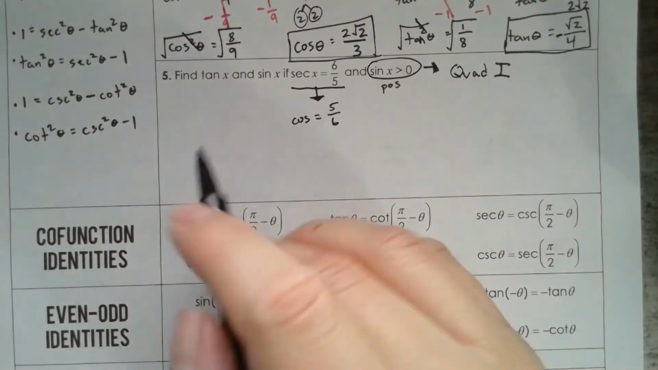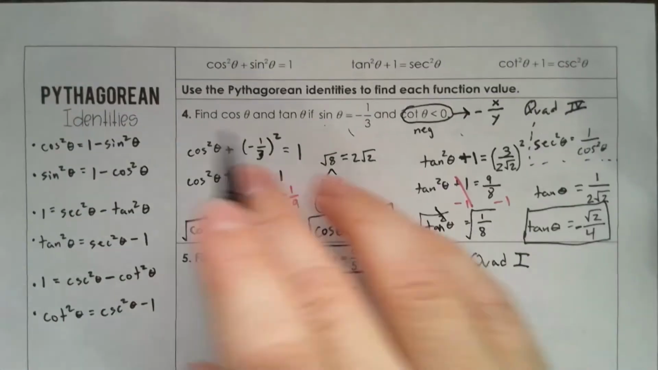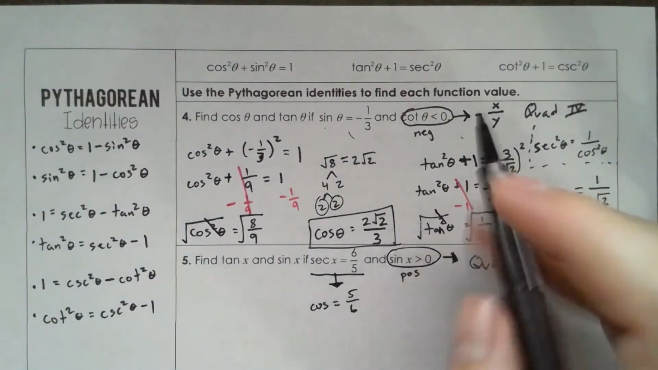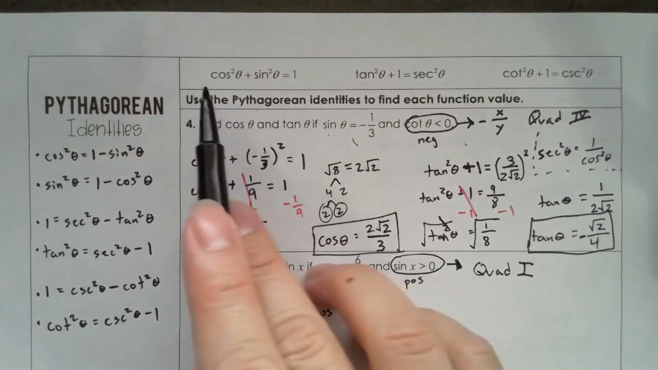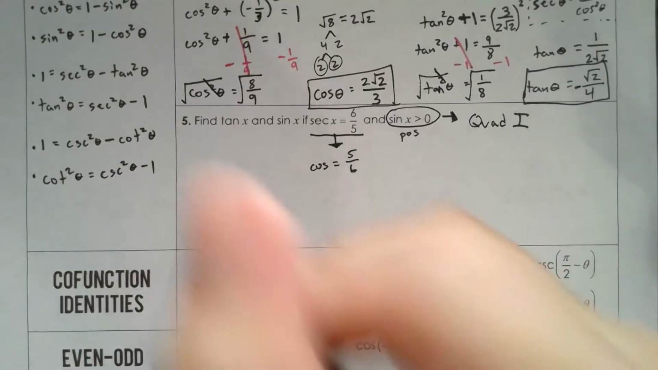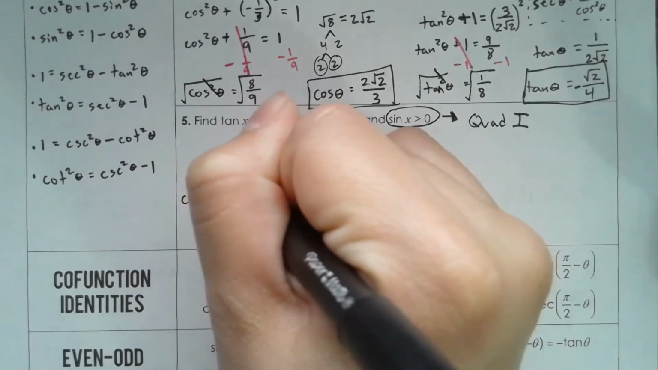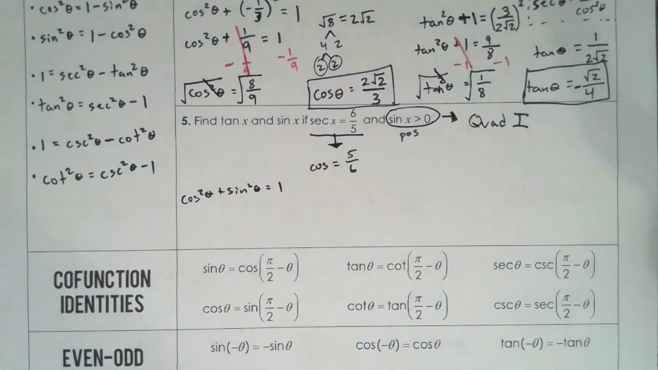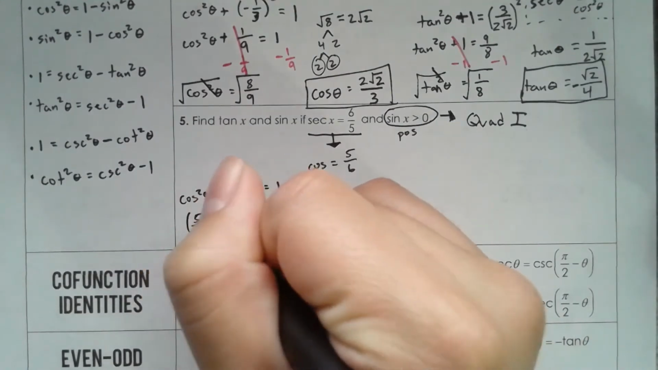I'm going to use, and I have to use, the Pythagorean identities. So to find sine of x, I'm going to use this first one. Okay, this is the common identity that I just used a lot. This one will give me cosine squared theta plus sine squared theta is equal to 1. I know cosine theta, so I'm going to plug it in. 5/6 squared plus sine squared theta is equal to 1.